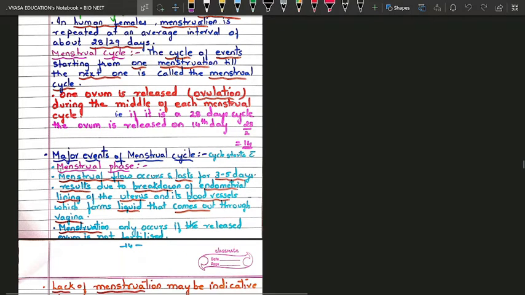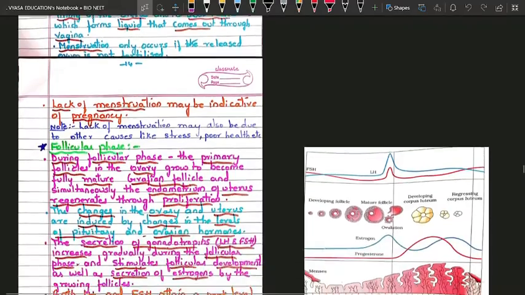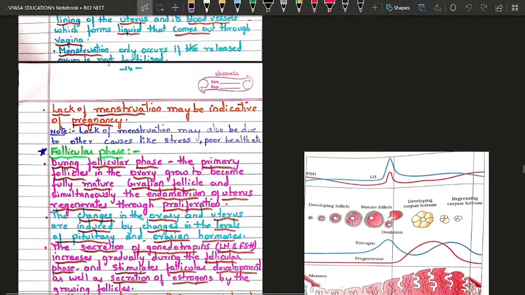Okay, so major events of menstrual cycle. The cycle starts with the menstrual phase. What are the major events? Major events in a menstrual cycle: the menstrual phase comes first. Phases of menstruation we have here: menstrual phase, follicular or the proliferative phase, luteal phase, or the secretory phase also it is called. Right, so let us see them one by one.